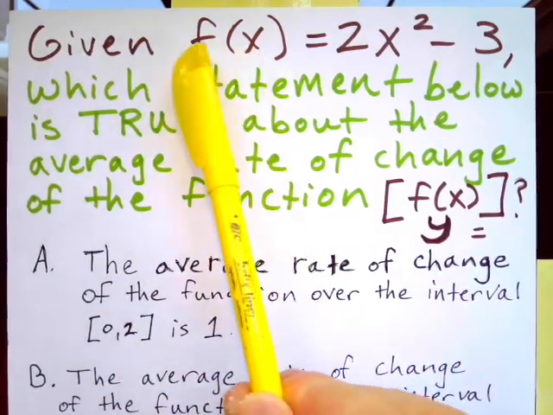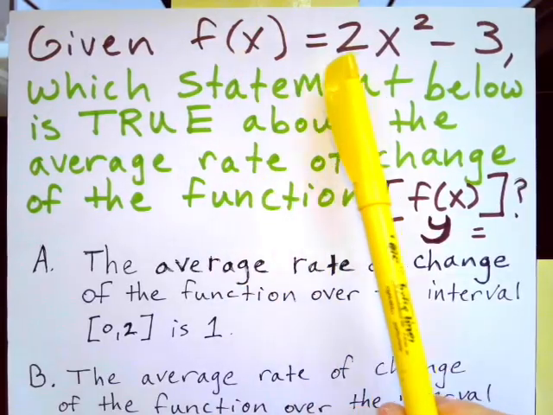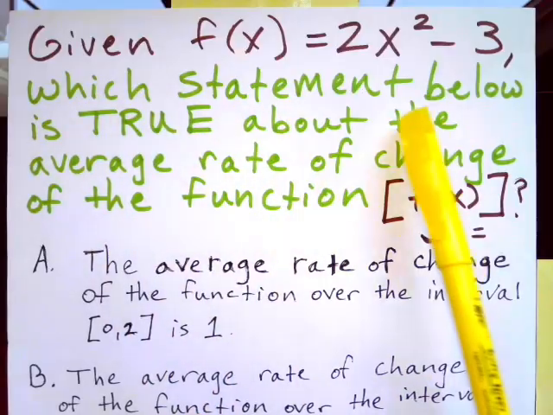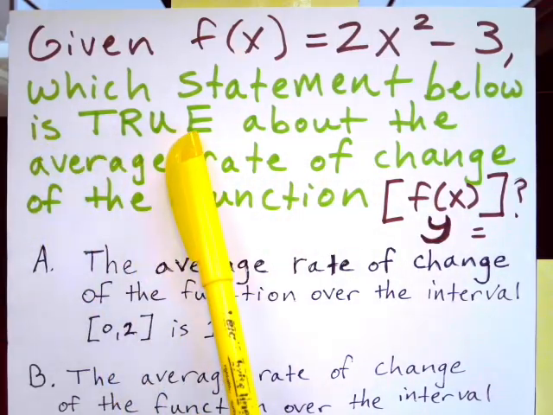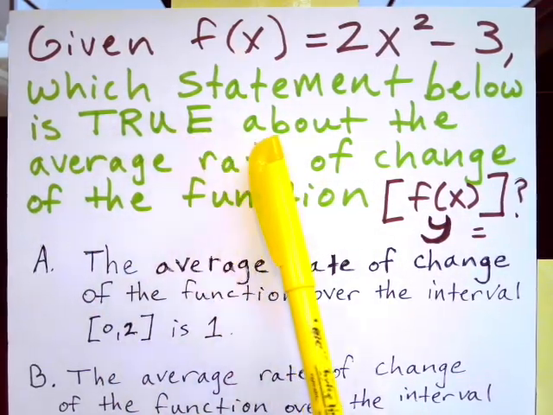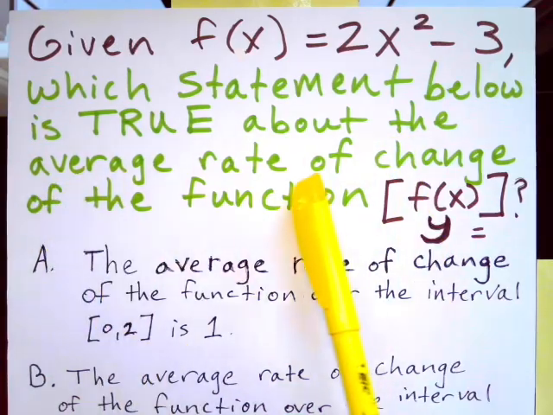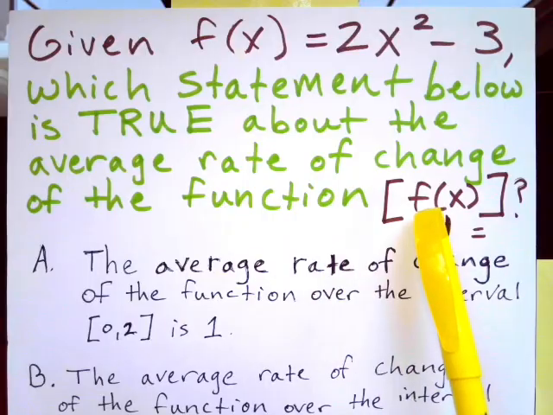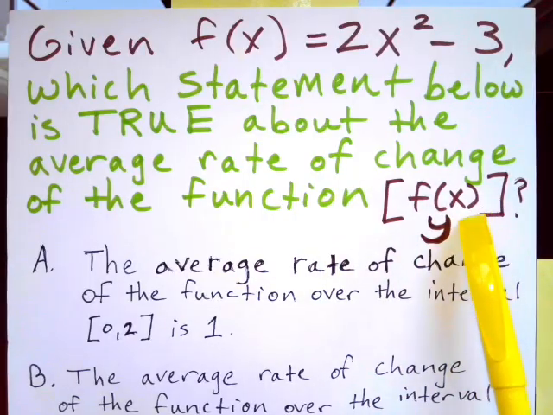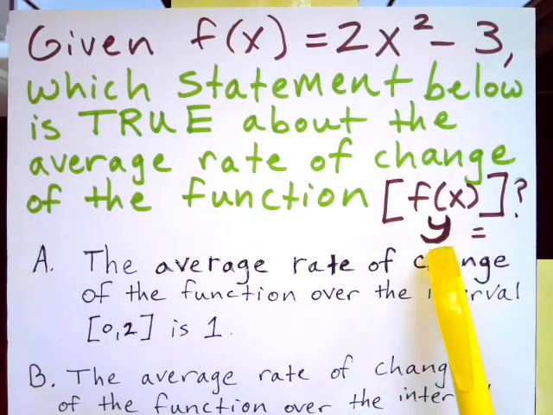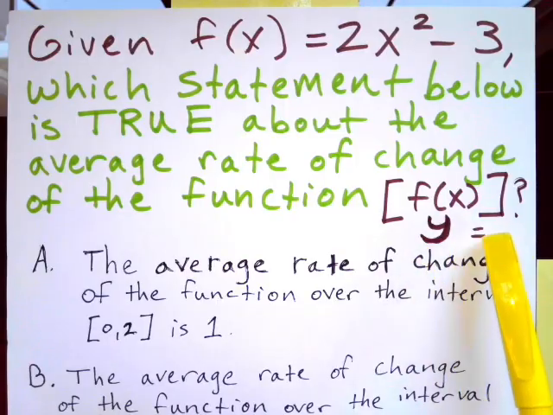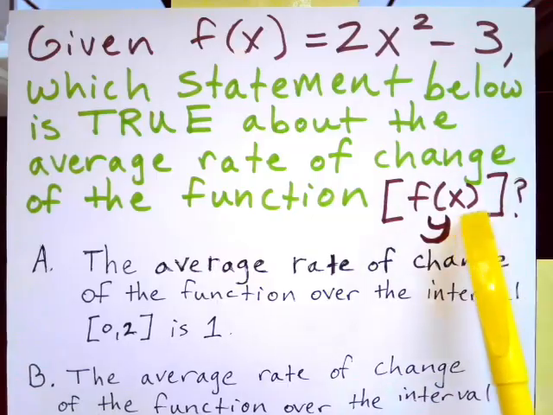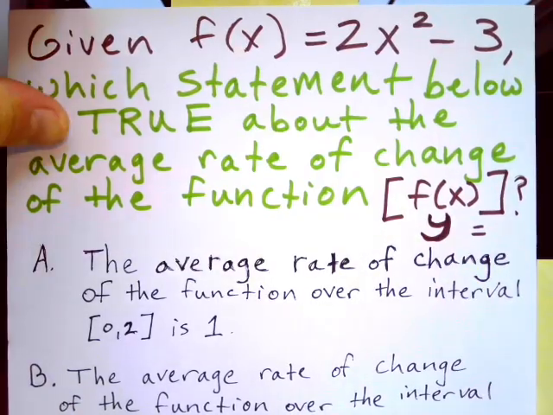Given f of x, that is a function, equals 2x squared minus 3. Which statement below is true, A, B, C, D, or E, about the average rate of change of the function f of x? And I want to point out here that f of x is the same thing as y. Y equals, same thing as f of x equals, right? Just want to point that out.